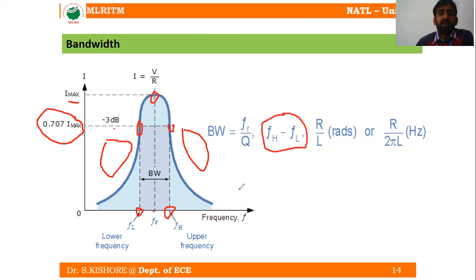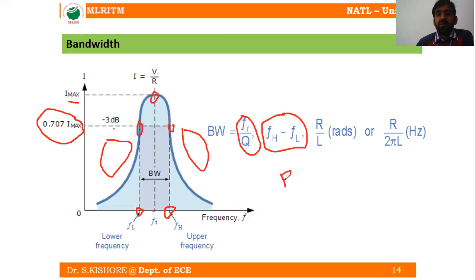But here you need to derive the expression, the relation between the bandwidth and the Q factor. So the expression is nothing but R by L radians or R by 2 pi L hertz. Because here there is an important relation between the bandwidth and the Q factor, that is bandwidth is equal to FR by Q.